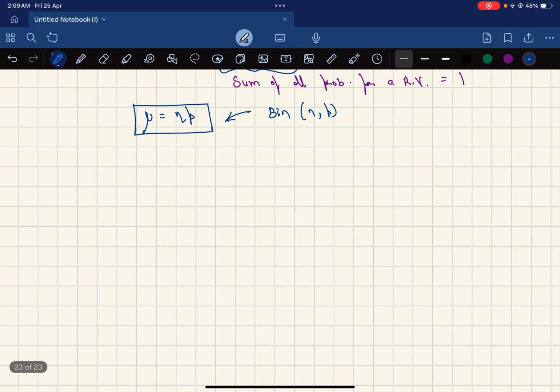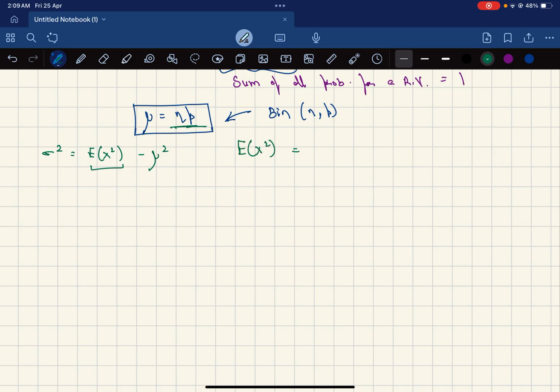Now moving on to variance. For variance, we need to calculate the second moment of x as well, minus mu square. Now mu we already know, this is equal to np as we have derived here. So we just need to calculate the second moment of x here.